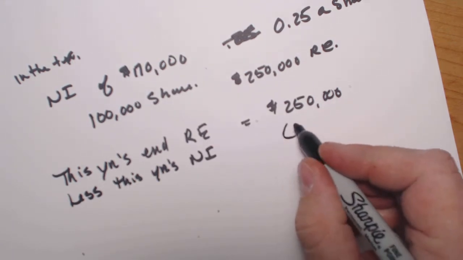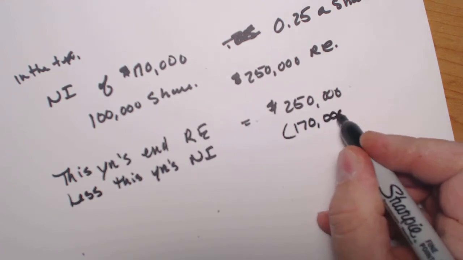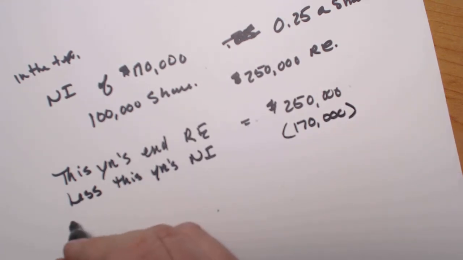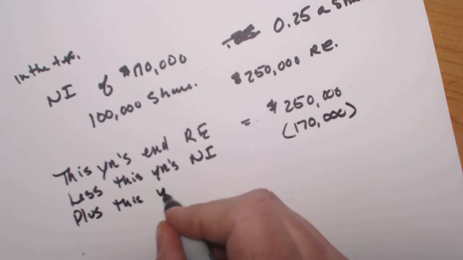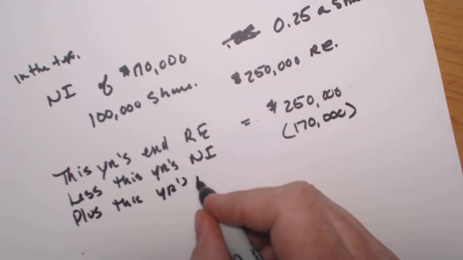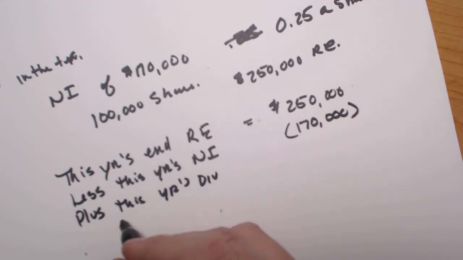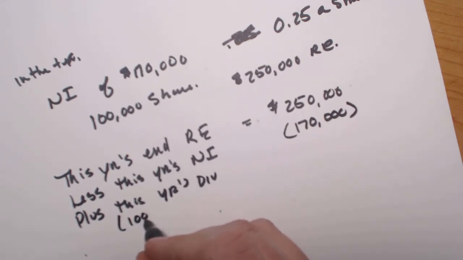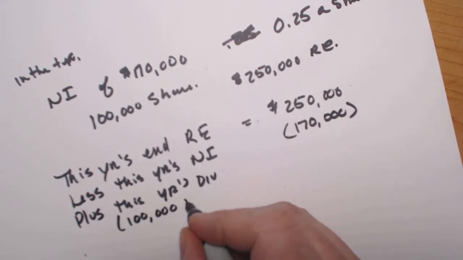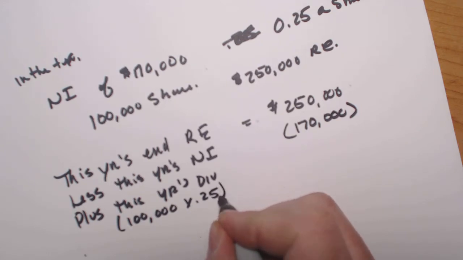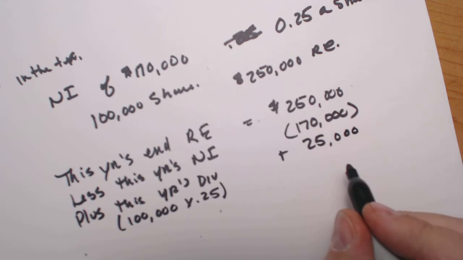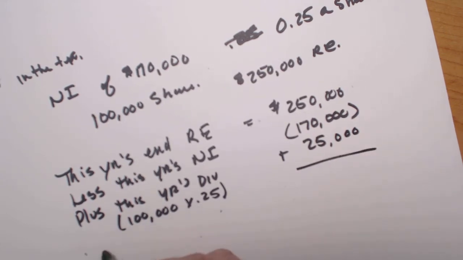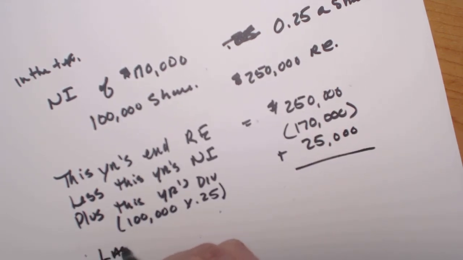Now this is how much money we made, $170,000, our net income for the year, plus this year's dividends. Now, we know that this year's dividends was 100,000 shares, this is paid out money to our stockholders, times 25 cents a share. So it's $25,000.